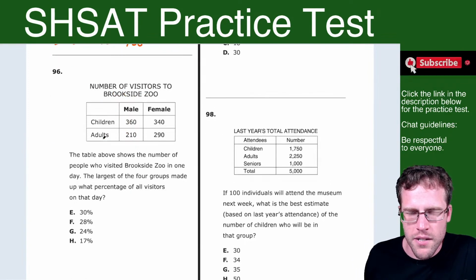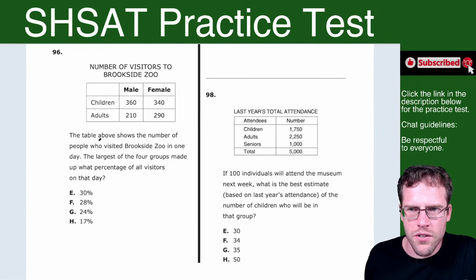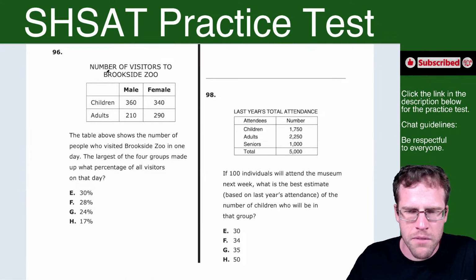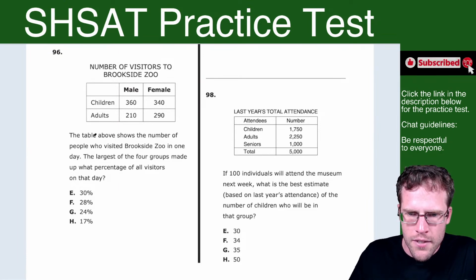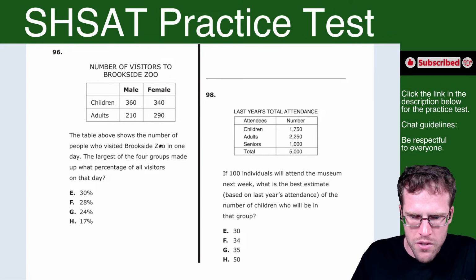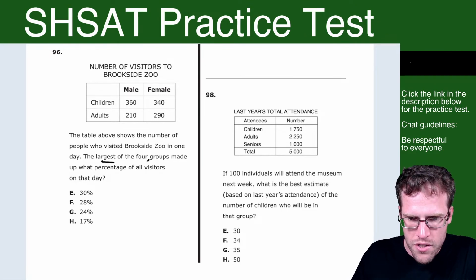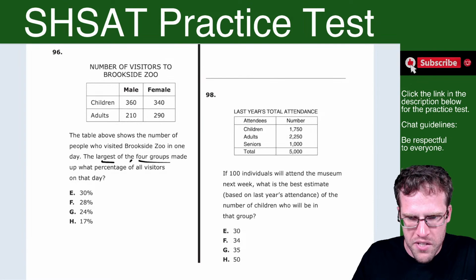So 96. Number of visitors to the Brookside Zoo. I almost said Bronx Zoo. The Bronx Zoo is really nice. So, all right. The table above shows the number of people who visited the zoo in one day. The largest of the 4 groups made up what percent?